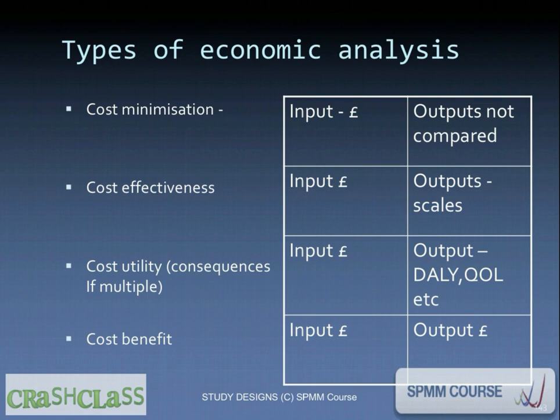Now, basically, there are 4 types of economic analysis. What are they? Number 1, cost minimization analysis. Number 2, cost effectiveness. Number 3, cost utility. Number 4, cost benefit analysis. Now, there is a variation of cost utility analysis. It's called cost consequences analysis, and I'll tell you what that is in a minute. Let's now look at the differences among these 4 types of economic analysis.